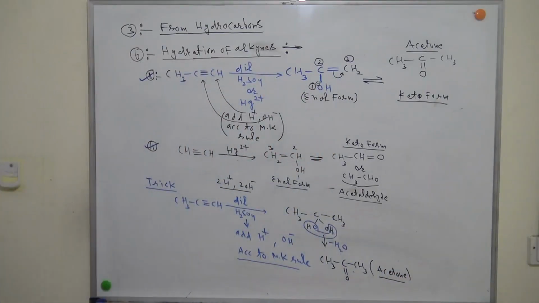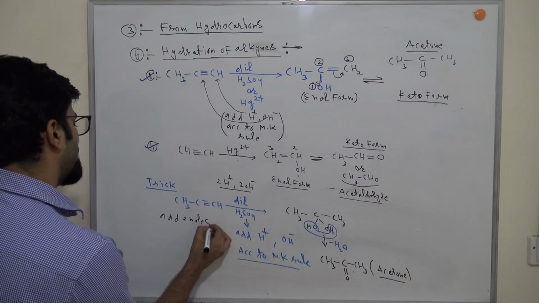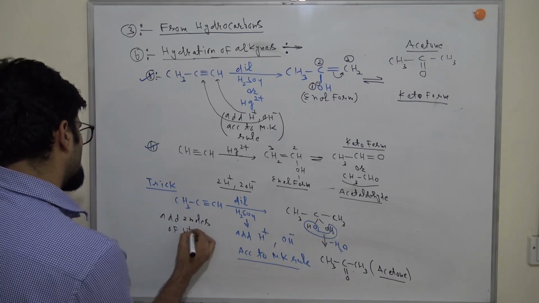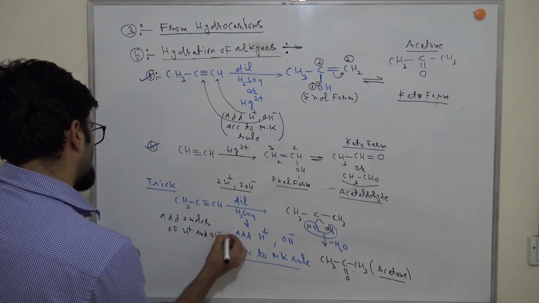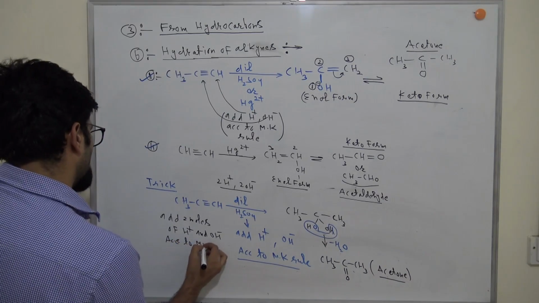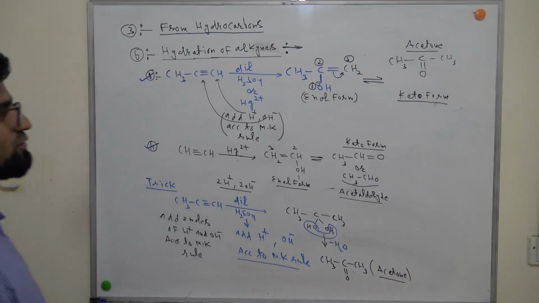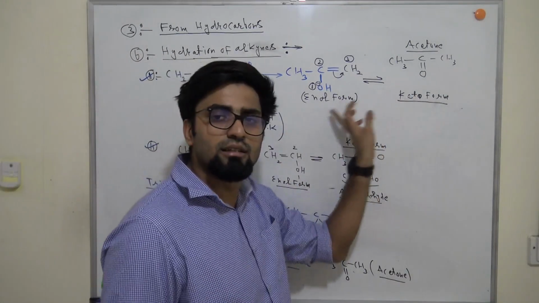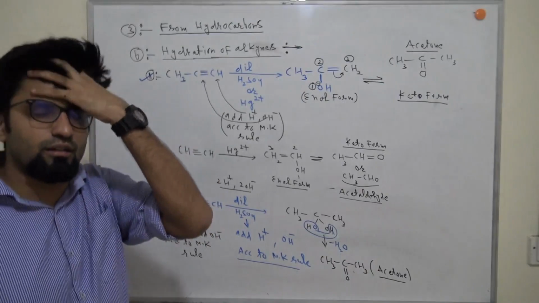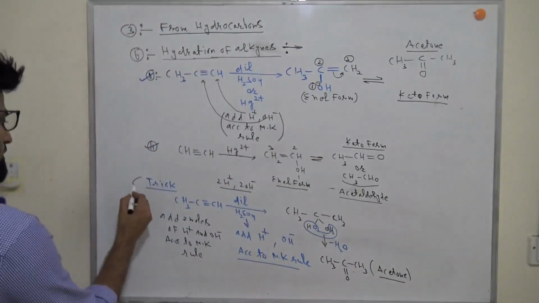Are you getting my point? So yes, you can use this trick also. Add 2 moles of H plus and OH minus according to Markovnikov rule. Sometimes your school teachers are expecting you to write the earlier answer, so I will suggest you can follow this approach also. This is the trick part.